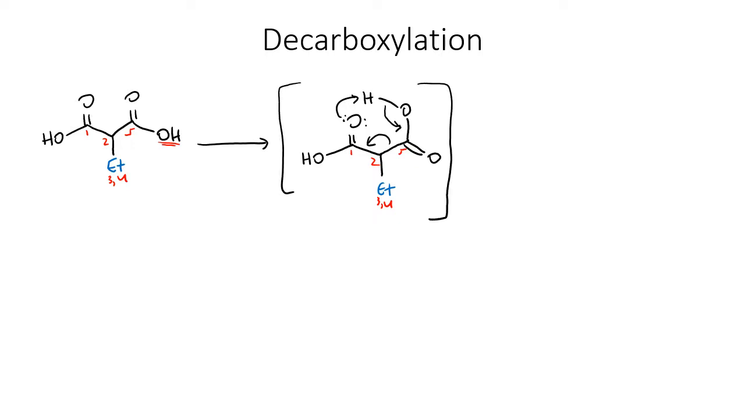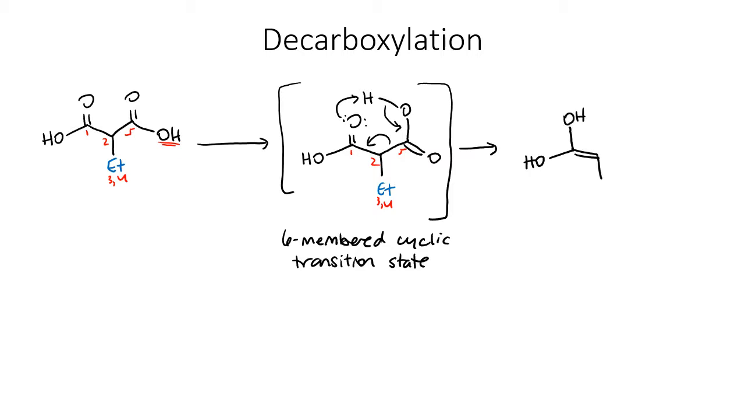So this is a very favorable mechanism because we have a 6-membered cyclic transition state. And as we know, the 6-membered rings are the most favorable size. Now, after this mechanism, we will have an intermediate that looks something like this. Now, this is in its enol form. So we have an ene and an ol.